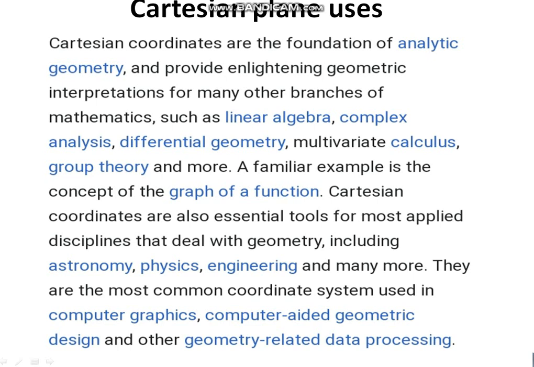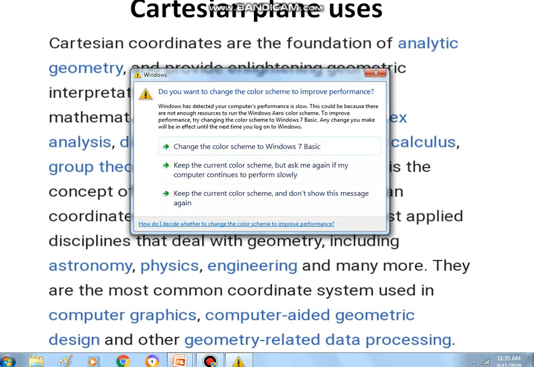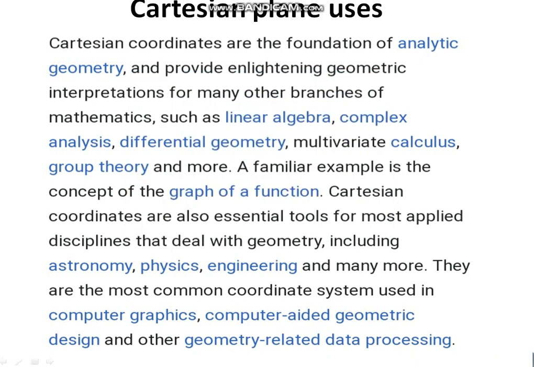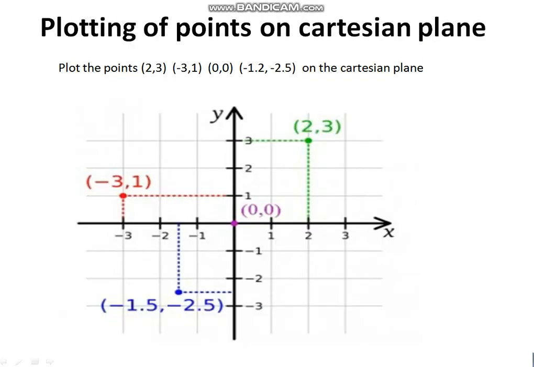Cartesian coordinates are also essential tools for most applied disciplines that deal with physics, including astronomy, physics and engineering, and many more. That is, in computer graphics, computer-aided geometric design and other geometry-related data processing. In all these we use the Cartesian plane to locate a point and the position of an object.